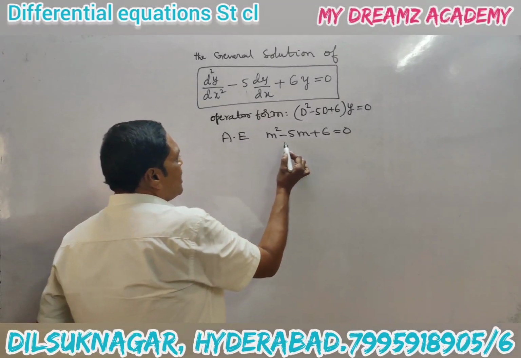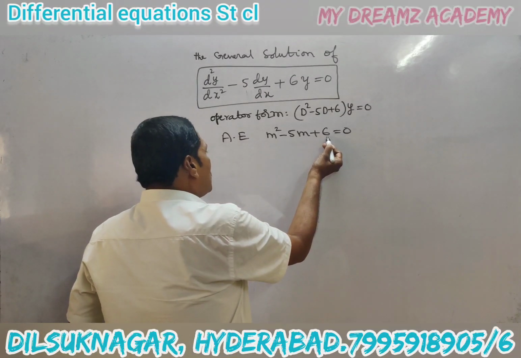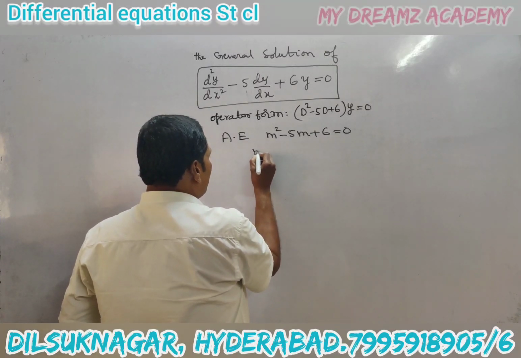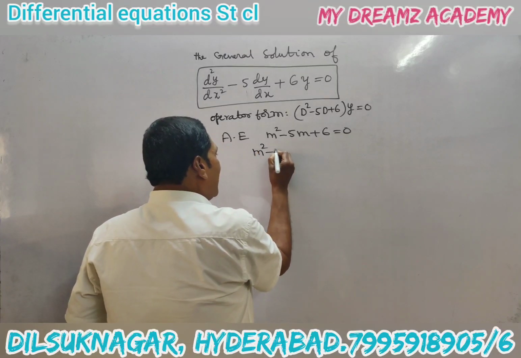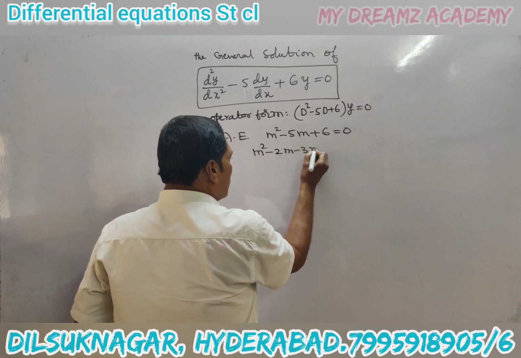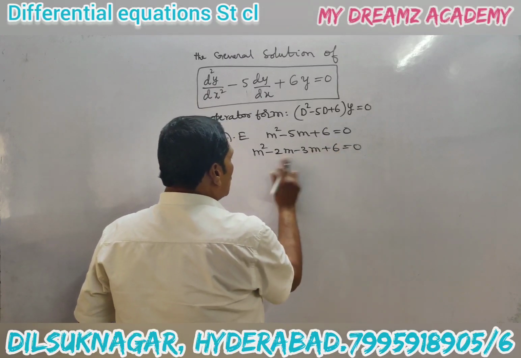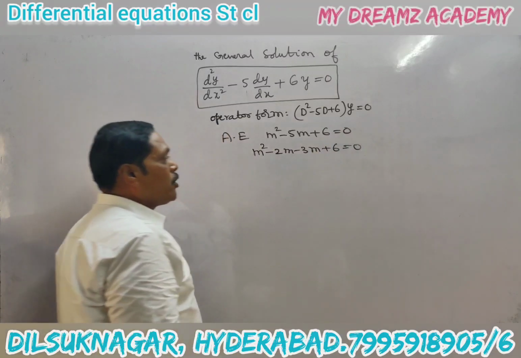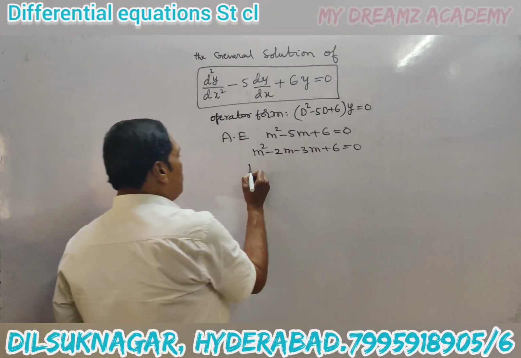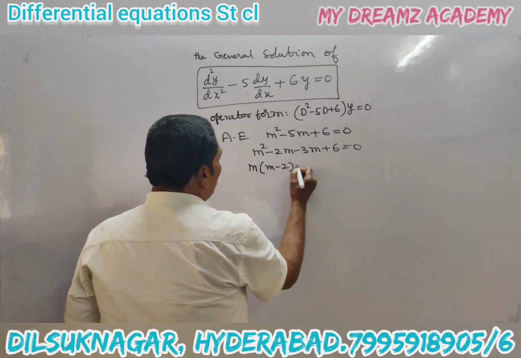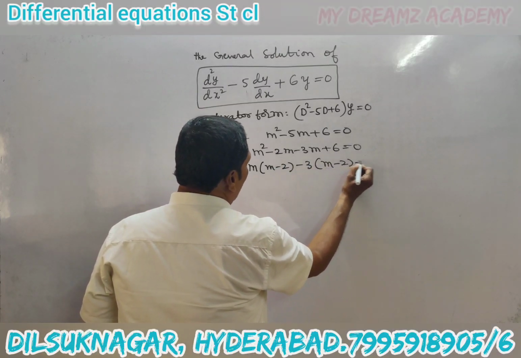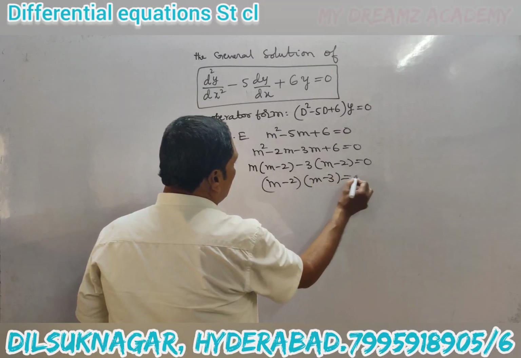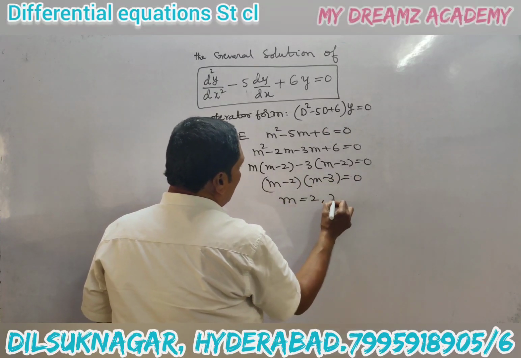See here, splitting the middle term: the constant is 6, and the factors of 6 are 2 and 3. m square minus 2m minus 3m plus 6. Here minus 2 minus 3 is minus 5, and minus 2 into minus 3 is plus 6. In that way you have to split properly. m into (m minus 2) minus 3 (m minus 2) is equal to 0. Factors are (m minus 2) into (m minus 3) is equal to 0. m is equal to 2, m is equal to 3.